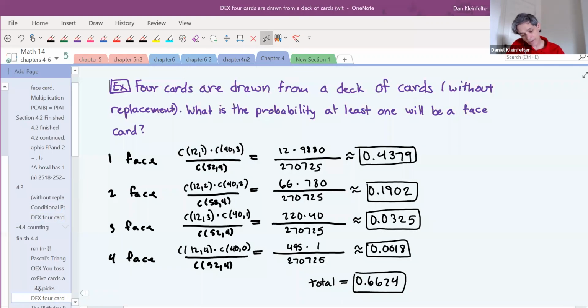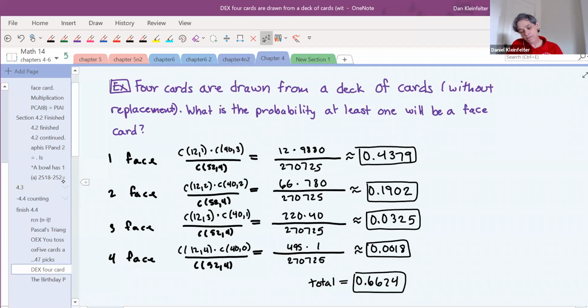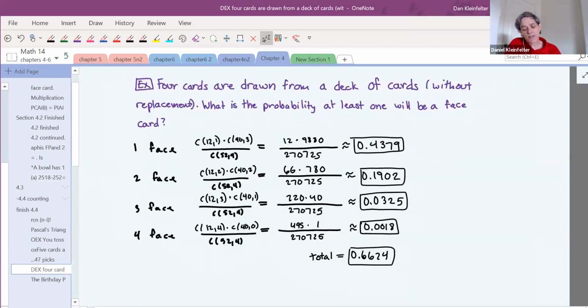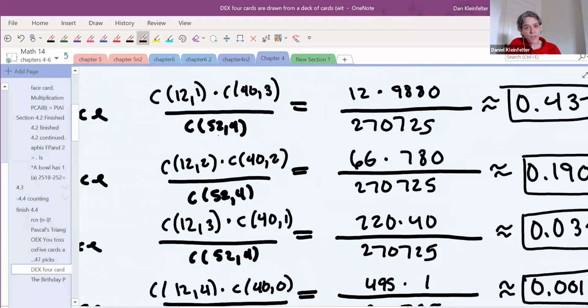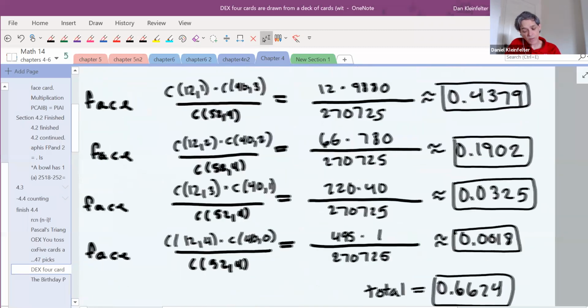To try it a different way, we can use combinations. This still divides it into cases, but the calculations are a little bit easier. So the possibilities are 1, 2, 3, or 4 face cards. In each case, the denominators are out of 52 cards, 4 are chosen. What varies is the numerators.